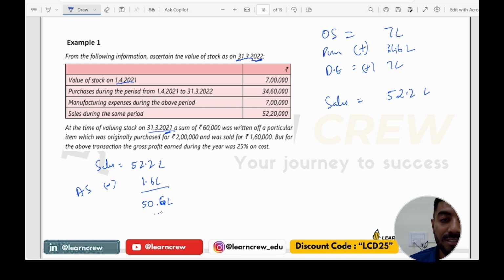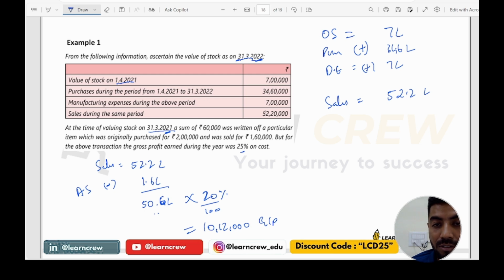In this, we need to find 25% on cost. We have the sales value, and 25% on cost is nothing but 20% on sales, that is 20 by 100. We'll be getting an answer of 10 lakh 12,000. This 10 lakh 12,000 is nothing but the gross profit.